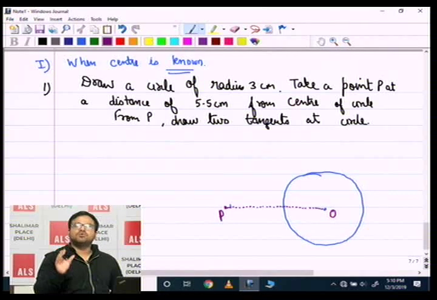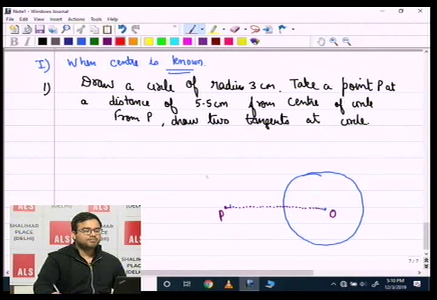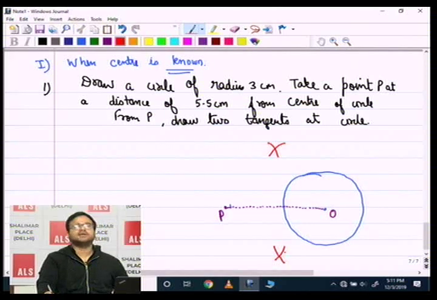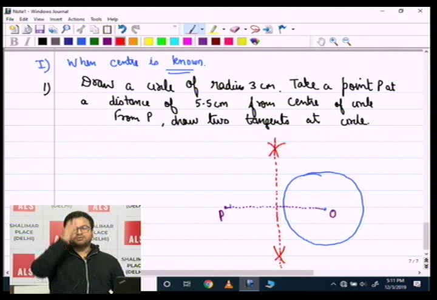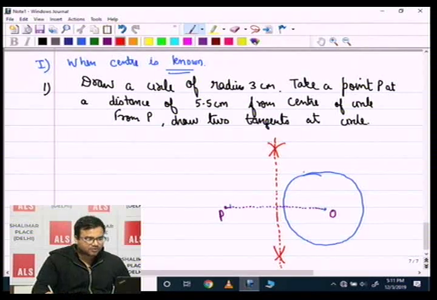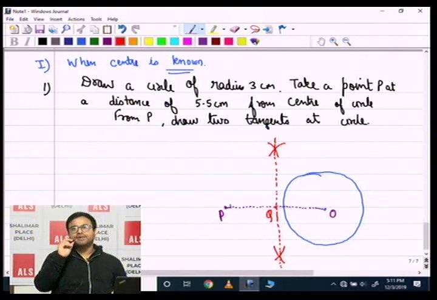Open your compass more than half of the length of OP. By taking P as center, we have to draw one arc over here and one at the bottom. And then by taking O as center, we have to draw another arc which will intersect these arcs. And then we will join it. So this gives us the perpendicular bisector of OP, and let's say the point where it intersects is Q. So this point Q is the midpoint of OP. Do it till now.